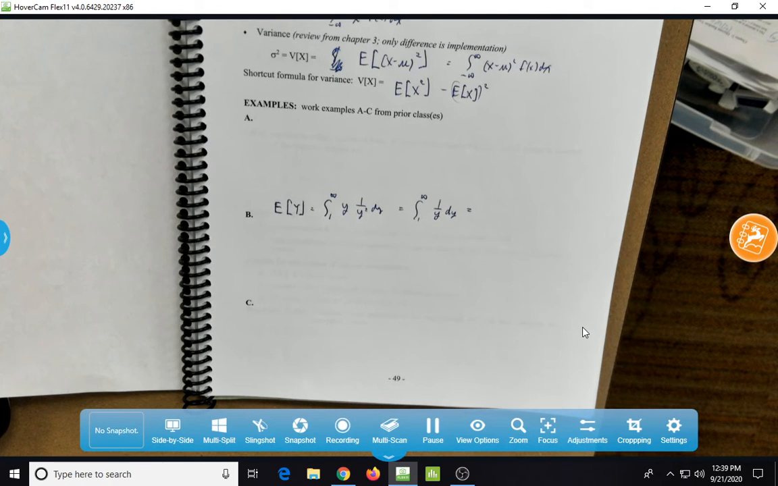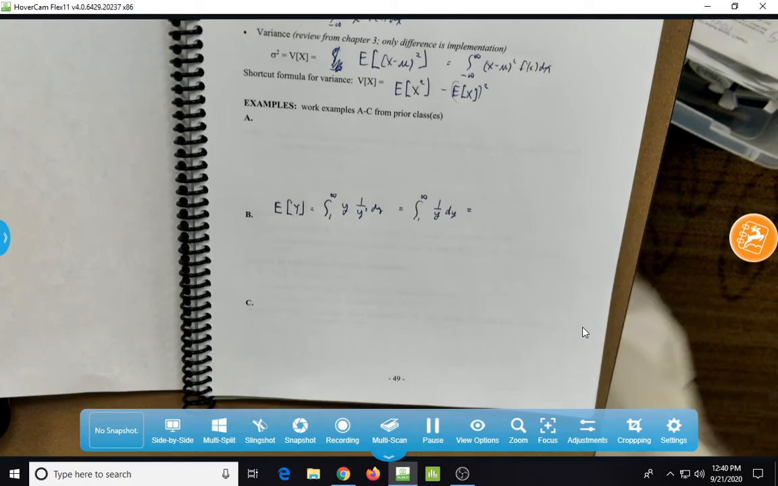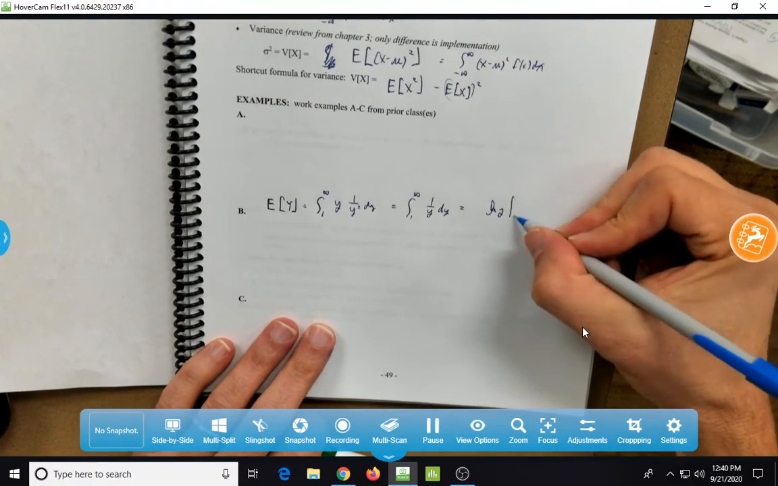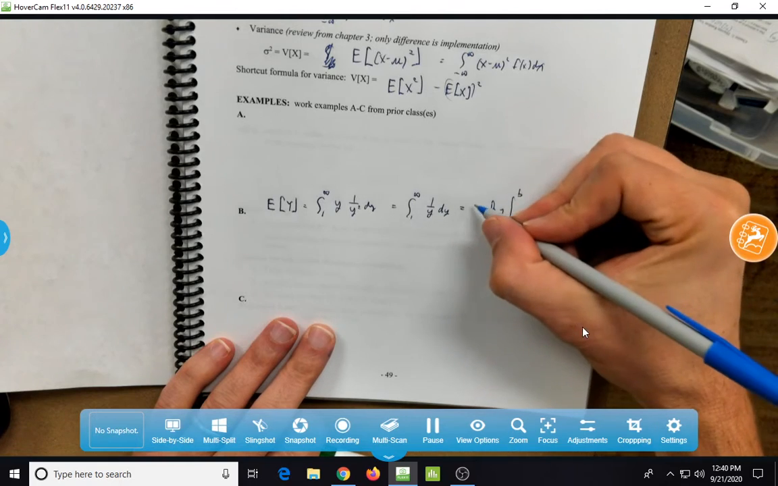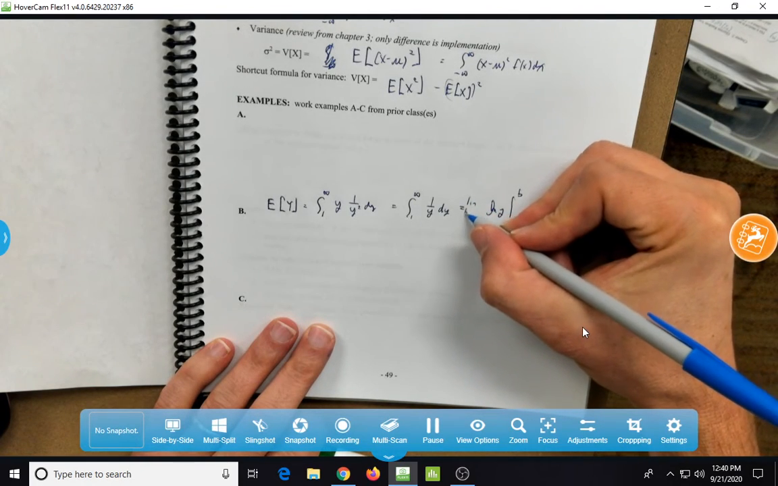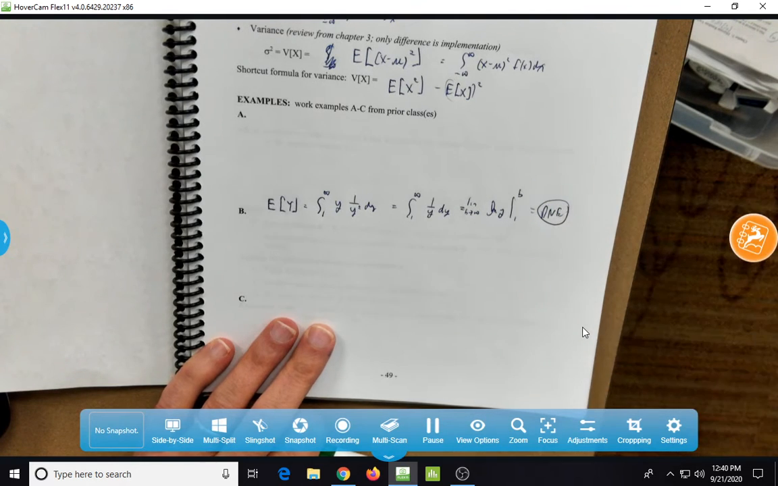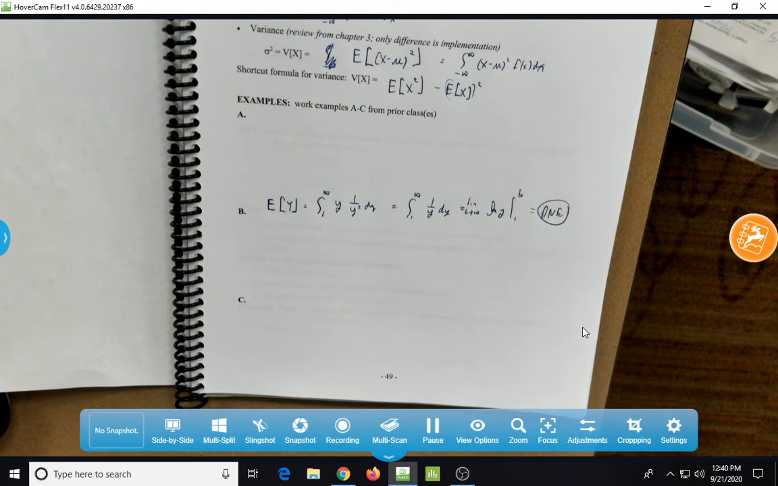You take your value, x, times your probability, your CDF. Doesn't that come out to... It does. Very good, because what's the antiderivative of 1 over y? Natural log of y. And if you go from 1 to infinity, you really have to take this limit as b goes to infinity. And this does not exist. So the mean doesn't exist.